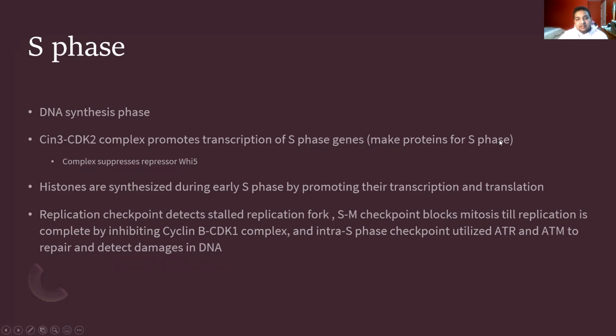The S phase is a DNA synthesis phase. So here we're going to replicate our DNA. The cyclin E or cyclin A CDK2 complex promotes transcription of S phase genes, so we're still making proteins for S phase to get ready. And the complex suppresses the repressor WEE1 or WEE1.